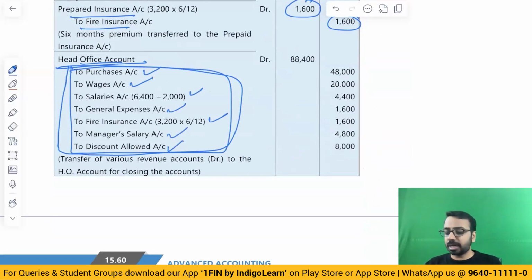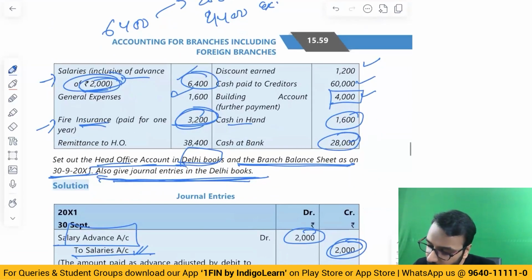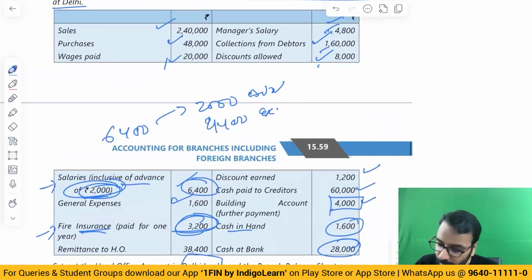So, will we transfer balance sheet items? No, because here they have said branch balance sheet as on 30th September. So balance sheet will be maintained with the branch only. So wherever you see an expense, what are the expenses?